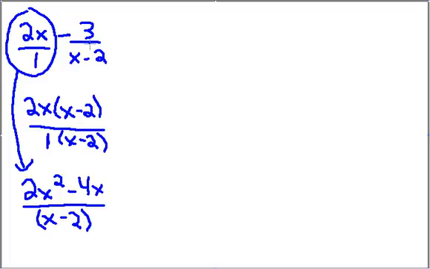Let's take a look at our second fraction. It already has an x minus 2 in the denominator. So I'm just going to simply rewrite that down here. 3 over x minus 2. At this point, we now have x minus 2 in our denominator. Both of our fractions now have the same denominator. So we're going to rewrite the x minus 2 over in our answer here, in our denominator.